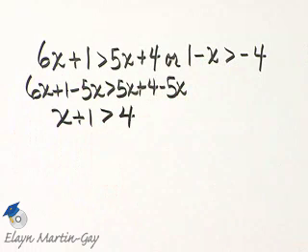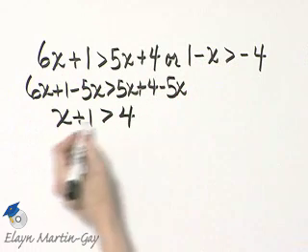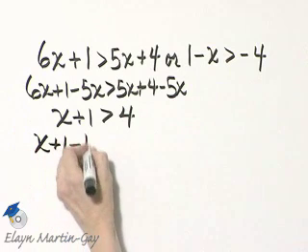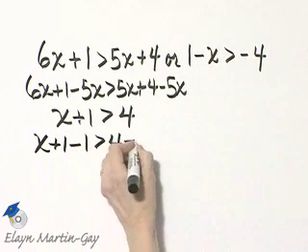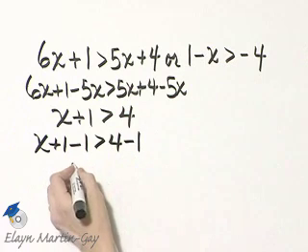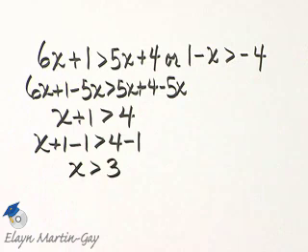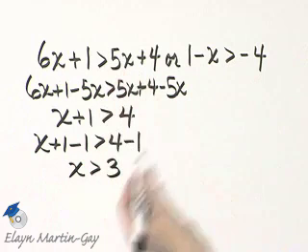How do I finish solving this inequality? I will subtract 1 from both sides. Here's my left side, I'll subtract 1. Here's my right side, I will subtract 1. I'll have x greater than 4 minus 1, or 3. So I've solved my first inequality.